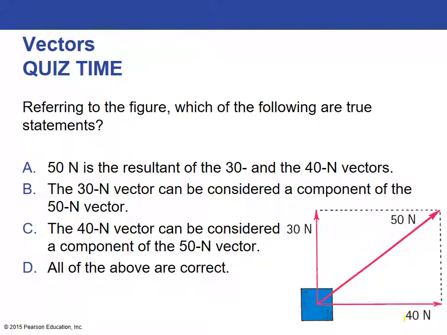What do you think? Think about it for a minute. Pause the video here if you need to. But how does this 30 and 40 and 50 relate to each other?